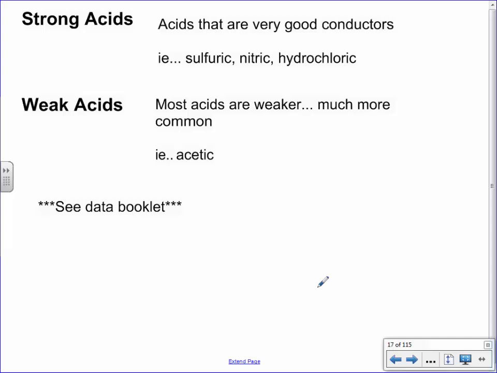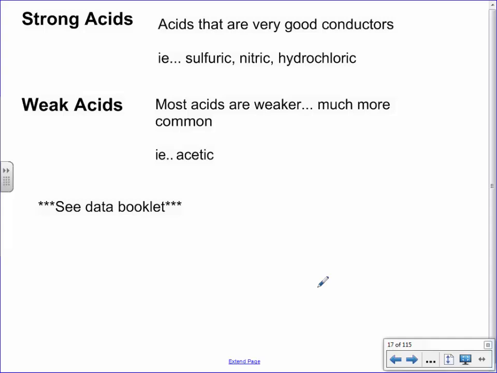Do you guys remember talking about electrolytes? What makes something an electrolyte? It conducts. Why do things conduct? Well, in order to conduct, they conduct because you can have positives and negatives. Now, ionic things, they typically conduct. Sodium chloride, which should conduct. Potassium hydroxide should conduct. But what about acids? Acids aren't ionic.